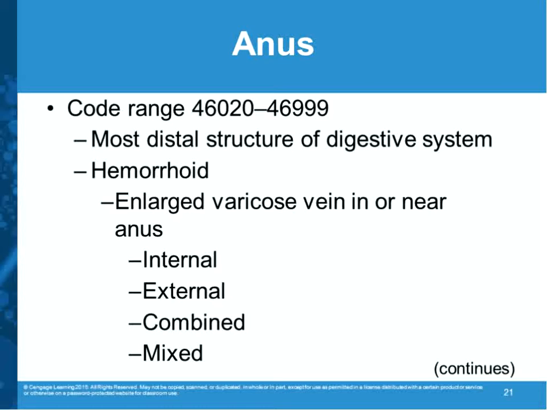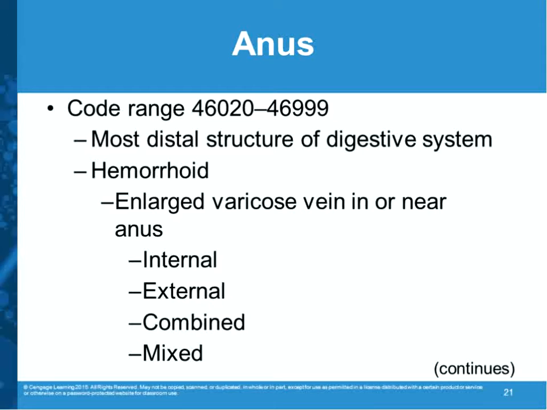Now, when we're talking about hemorrhoids, there are different types. Your book brings that out. A lot of your codes here for these procedures are going to be based on complications that people are having with hemorrhoids. So you can have internal, external, combined, or mixed hemorrhoids. And some types of complications, you can have a prolapsed hemorrhoid, thrombosed hemorrhoid, strangulated, ulcerated hemorrhoids. Your book does a great job of defining each one of those, but you got to pay attention to what's going on in terms of complications and types of hemorrhoids and any other factors that affect your code assignment.